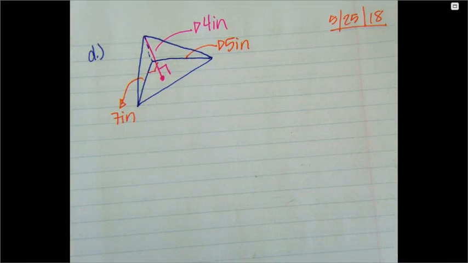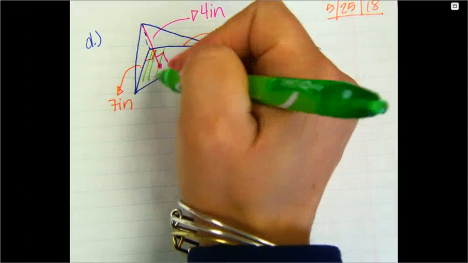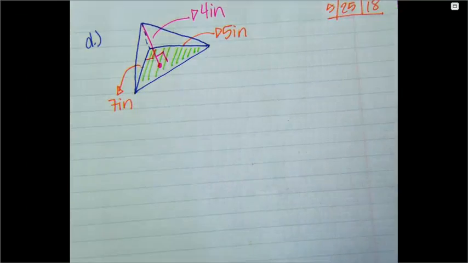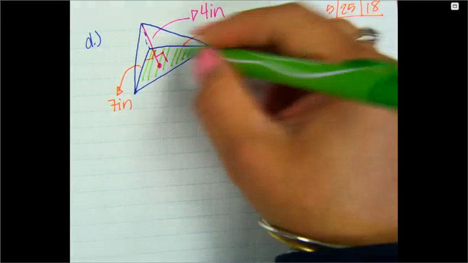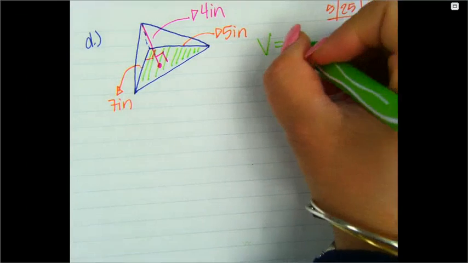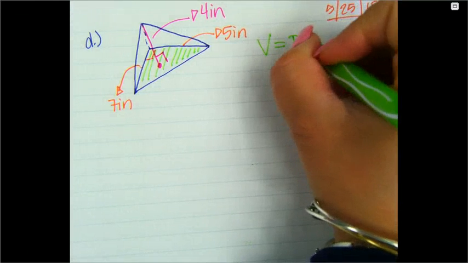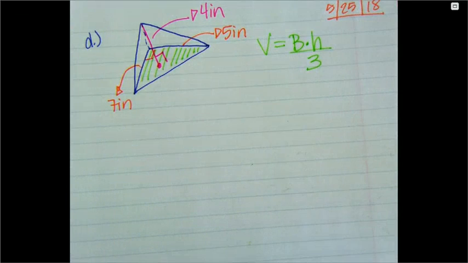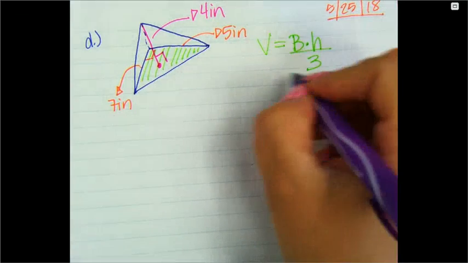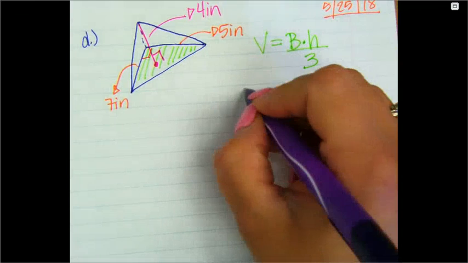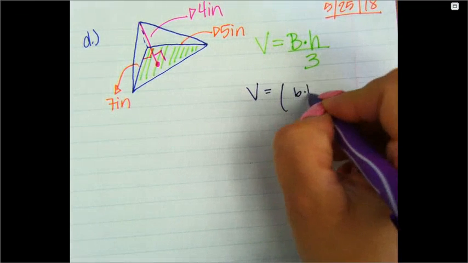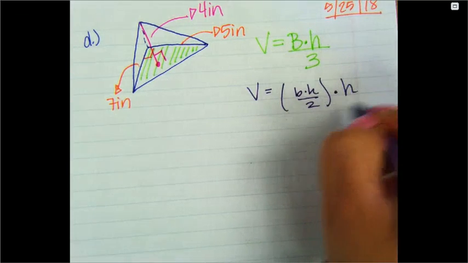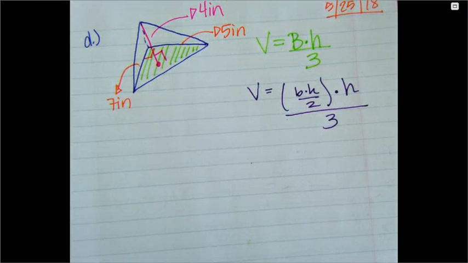What's the shape of the base? Right triangle. Is this your base? Okay. What's the volume formula we're using? Area of the base times height divided by 3. All right. What's the formula for the area of the base? Base times height divided by 2. Then we have the height on the outside all over 3. True statement.